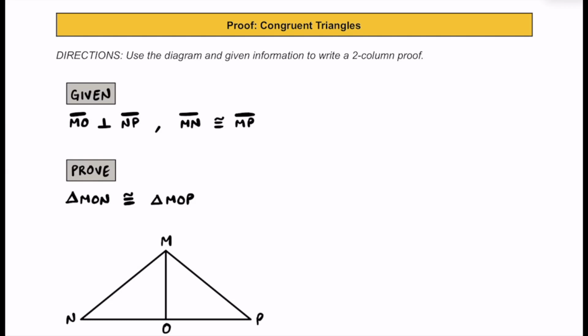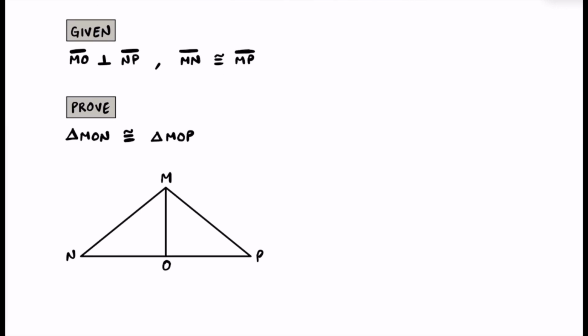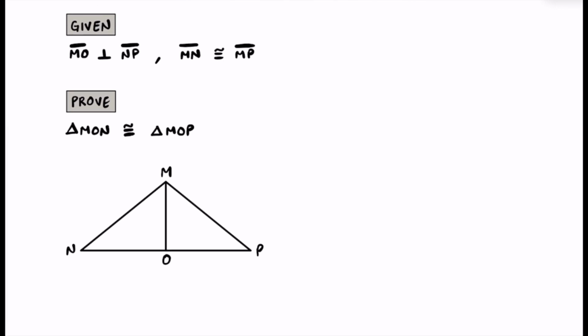Let's practice writing a proof together involving some triangles. For this proof, let's go ahead and write a 2-column proof, and let's look at the given information that we have. First up, we're told that segment MO is going to be perpendicular to segment NP. So here's segment MO, and here's segment NP.